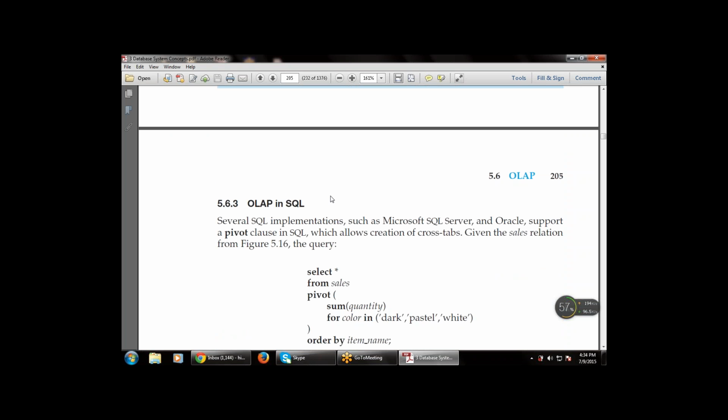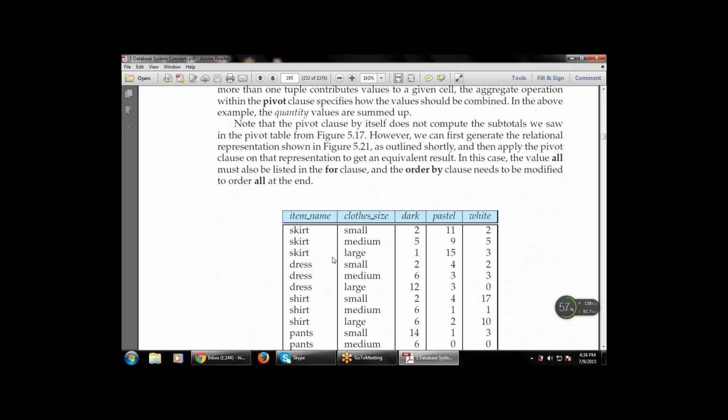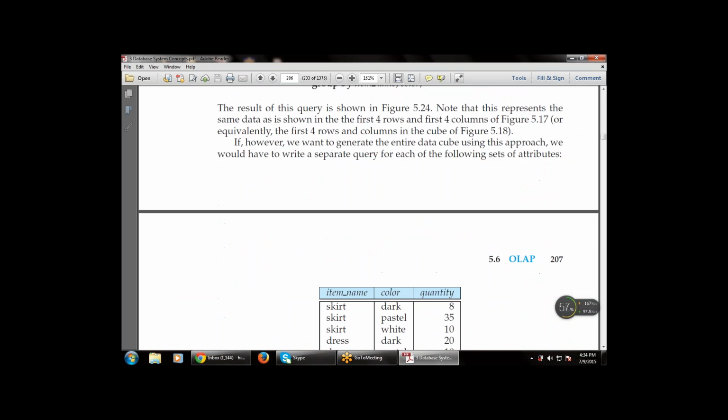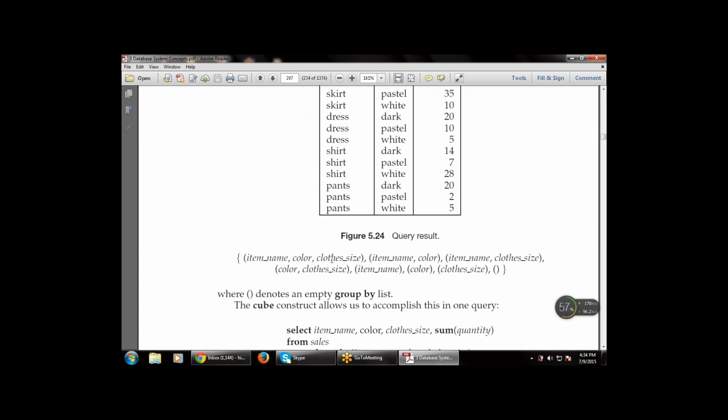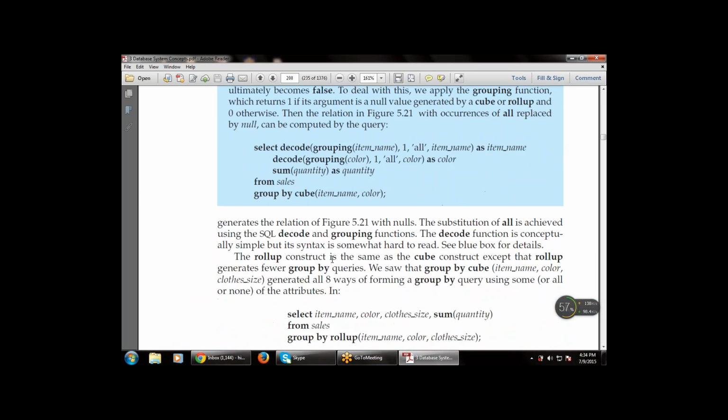And how do we use OLAP in SQL? What is the usage of OLAP in SQL? That is: select star from sales. What is a pivot? That is the sum of quantity used for different colors across the various quantities. And these are the various query results that are also available for the data item, for the query that is given, and this is a decode function.